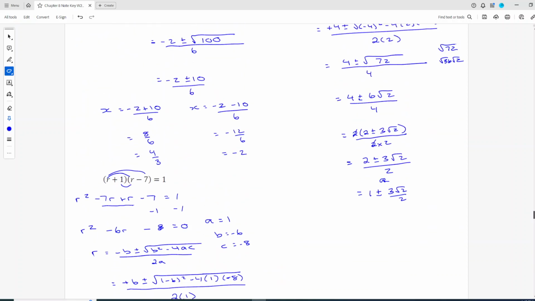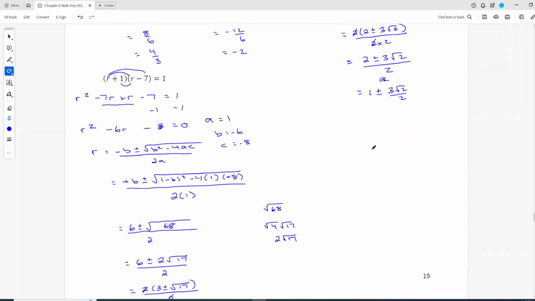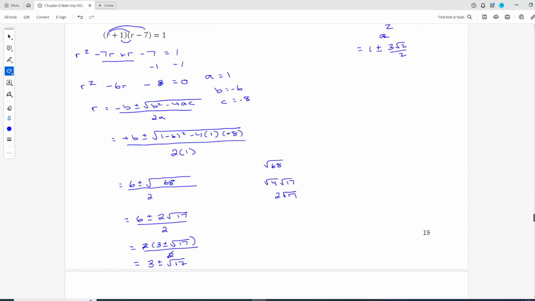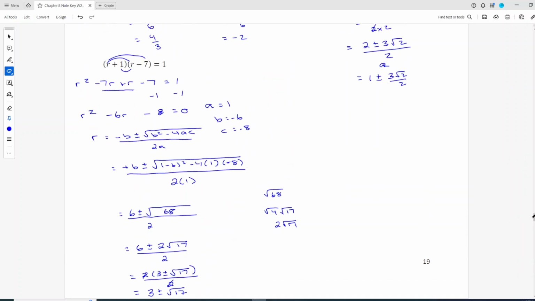Whew. So that's the quadratic formula, and that's as hard as it gets. Sometimes you get 2 rational solutions, sometimes you get 2 irrational solutions, or you can get 1 solution, or you can get no real solutions. So go and practice the quadratic formula, and then we'll do the next objective.